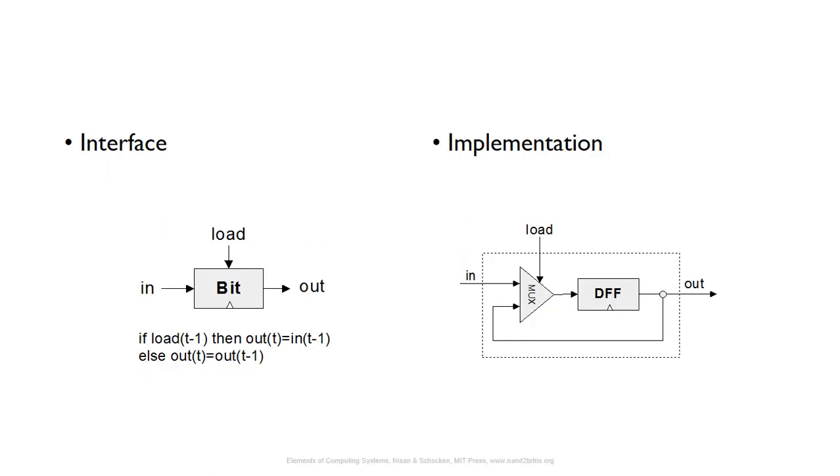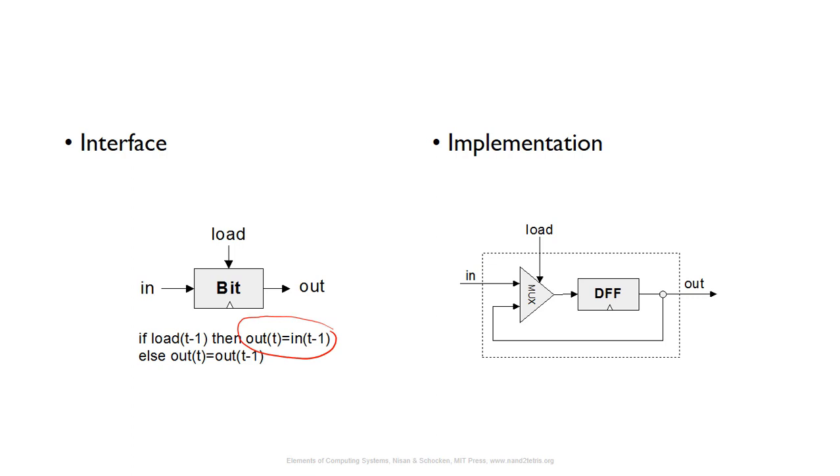So this shows us the interface. For a bit, we've got an input, an output, and also a load input. If load is 1, then the output at time t becomes equal to the input in the previous time step. And if the load is 0, it just stays the same. So now let's look at the implementation.